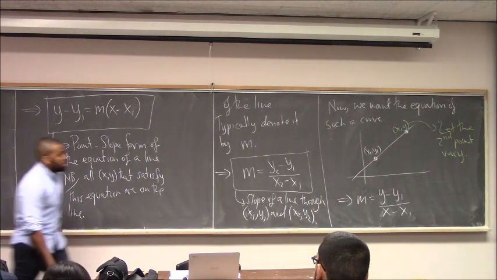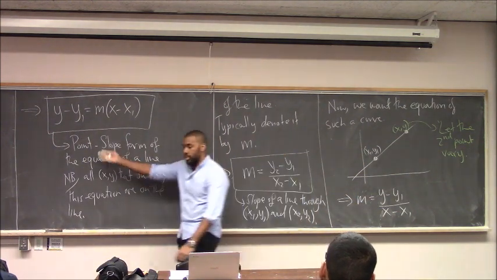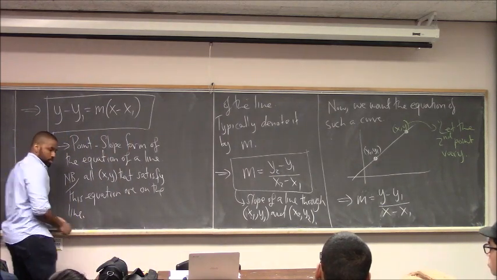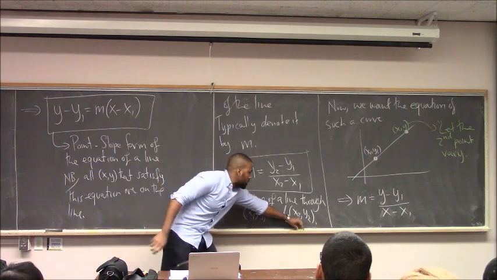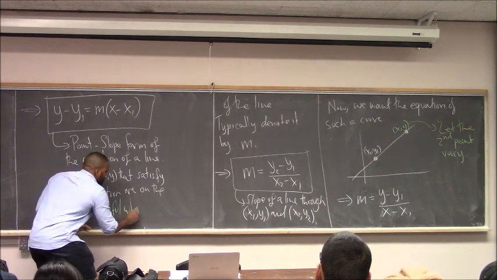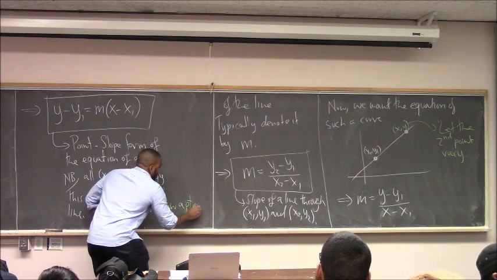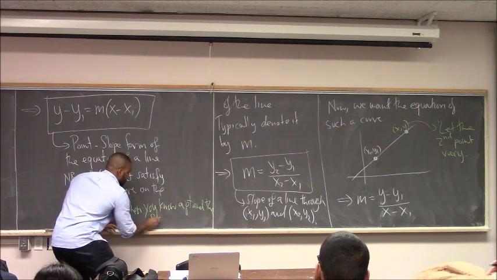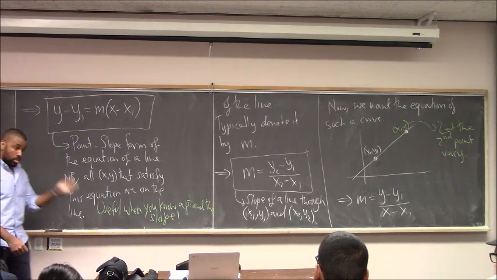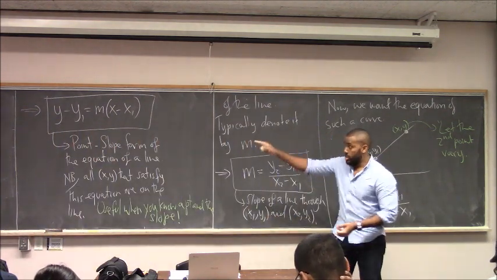And because I used a fixed point and the slope to come up with this equation, it's called the point slope form. It's useful when you know a point and the slope. So if you ever need to find the equation of a line and the information you have is a point on the line and the slope of the line, you can use those two pieces of information to find the equation of the line.